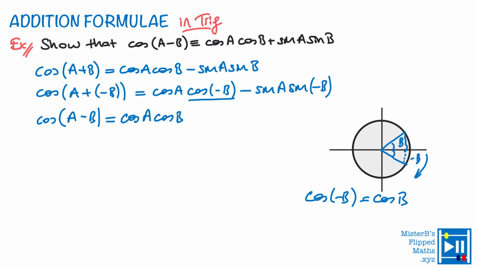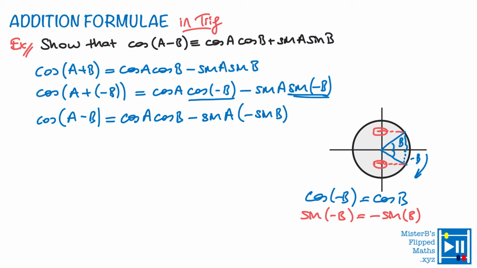Now, for sine B and minus B, you can see that while sine minus B is a negative value, sine B is a positive value. So this suggests that sine of negative B is the same as minus sine B. So the numeric values are the same when you take the absolute value. However, there's a sign difference. So this means I can write the second term as minus sine A times minus sine B instead of sine of minus B.